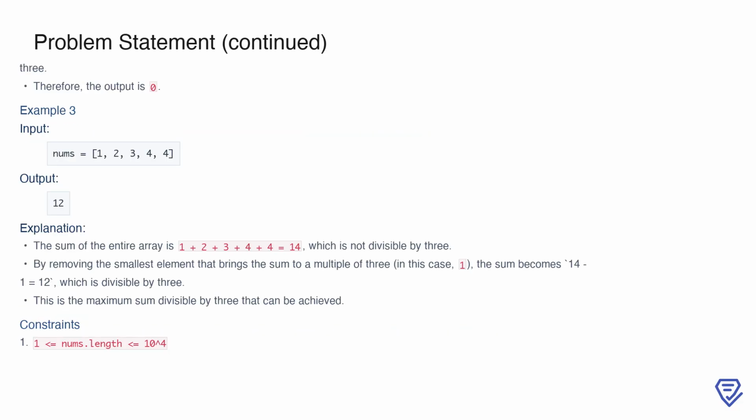In the third example, the input array is 1, 2, 3, 4, 4. The sum of all elements is 1 plus 2 plus 3 plus 4 plus 4 equals 14, which is not divisible by 3. To make the sum divisible by 3, we remove the smallest element that brings the sum to a multiple of 3. In this case, removing 1 results in a new sum of 14 minus 1 equals 12, which is divisible by 3. Thus, the maximum sum divisible by 3 that can be achieved is 12. This example illustrates how careful selection of elements to exclude is crucial in solving this problem efficiently.